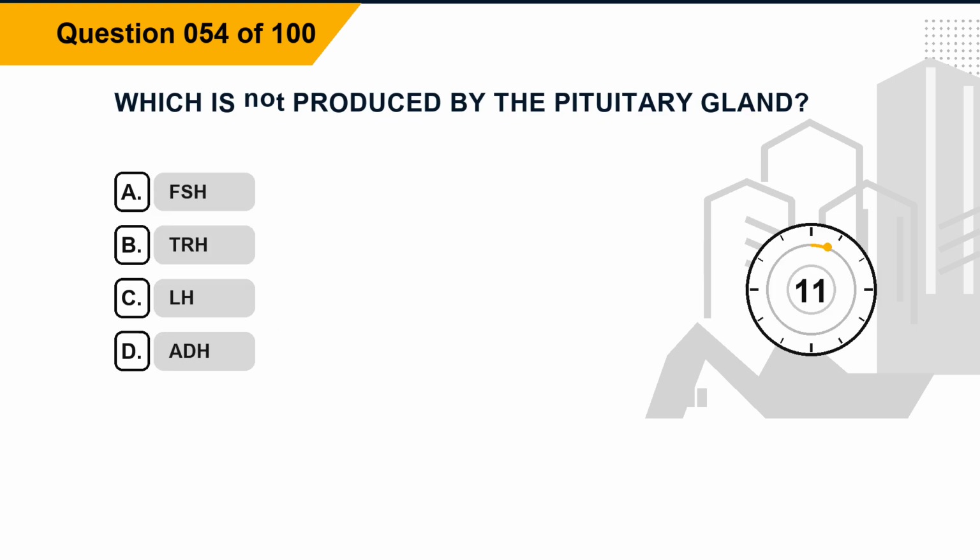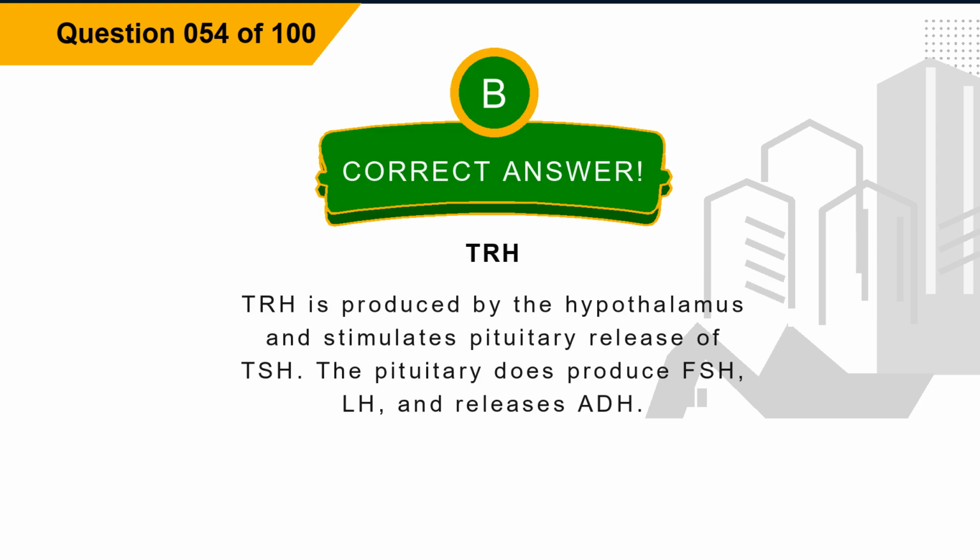Question 54. Which is not produced by the pituitary gland? Option A. FSH. Option B. TRH. Option C. LH. Option D. ADH. The correct answer is option B. TRH. Explanation. TRH is produced by the hypothalamus and stimulates pituitary release of TSH. The pituitary does produce FSH, LH, and releases ADH.